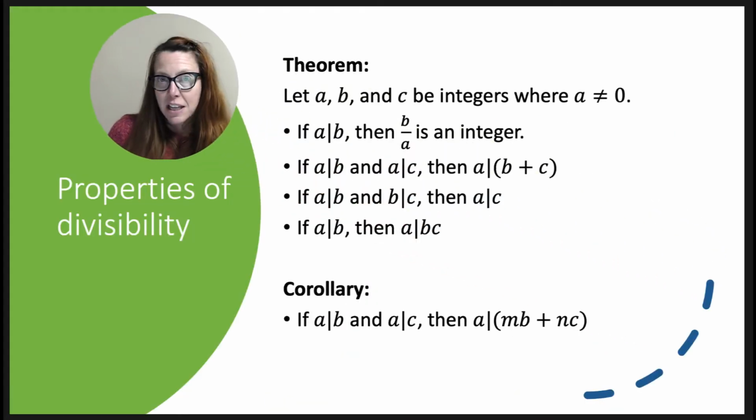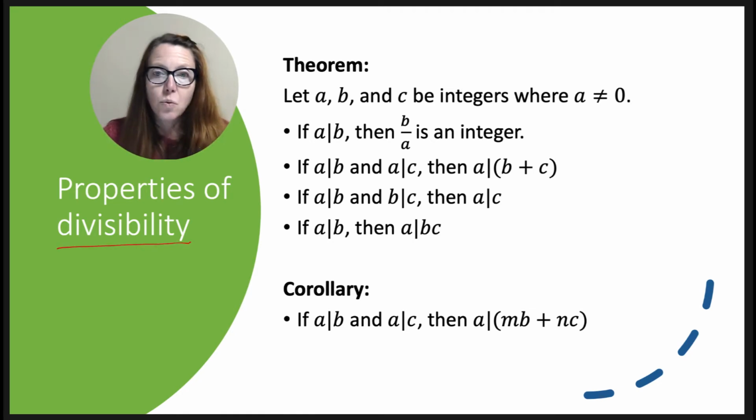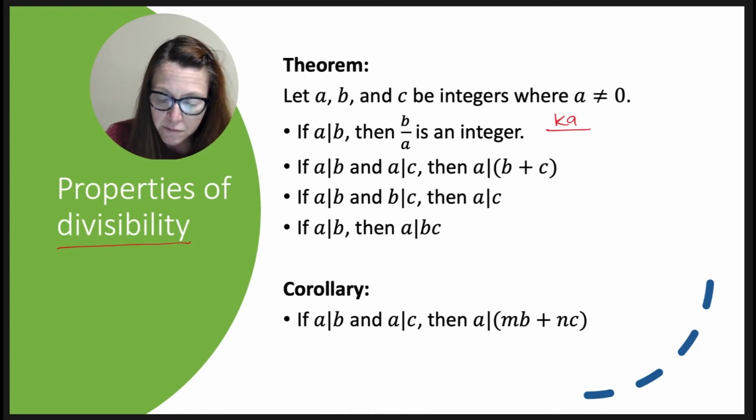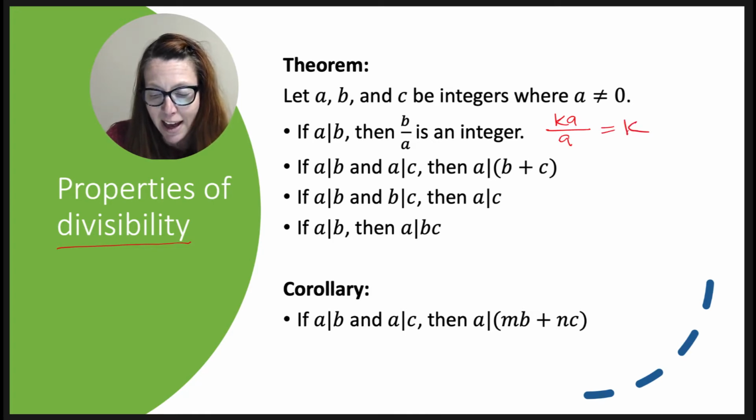The other properties that we want to remember are some of those properties surrounding divisibility. So if we have three integers, a, b, and c, and again, we'll let a be non-zero, then if a divides b, b over a is an integer. We know that because b is equal to some multiple of a, and so we should get back that factor.